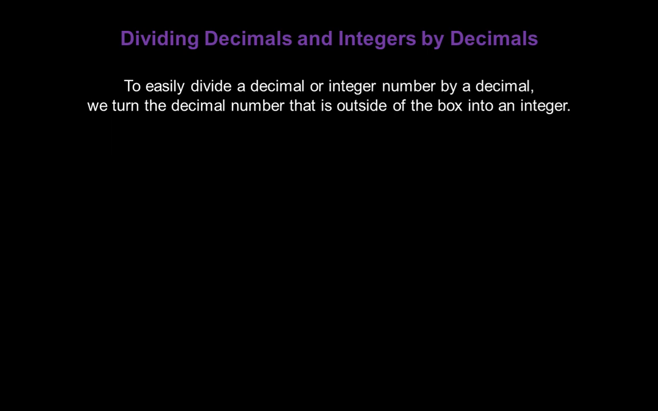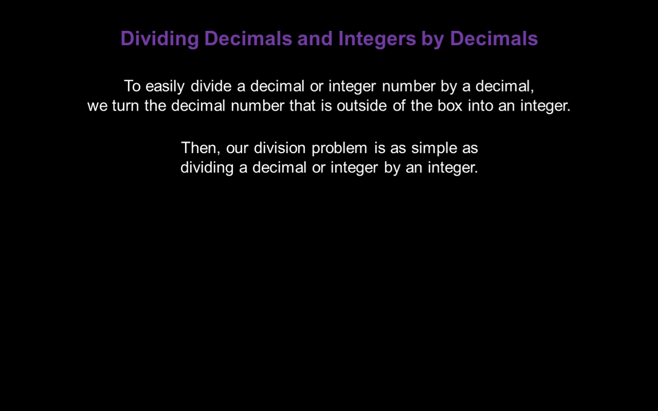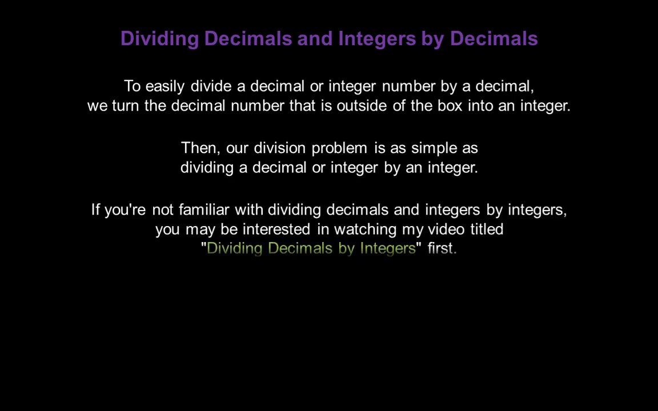To easily divide a decimal or integer number by a decimal, we're going to turn the decimal number that is outside of the box into an integer. Then our division problem is as simple as dividing a decimal or integer by an integer, and that's something we already know how to do. If you're not familiar with dividing decimals and integers by integers already, you may be interested in watching my video titled Dividing Decimals by Integers First.